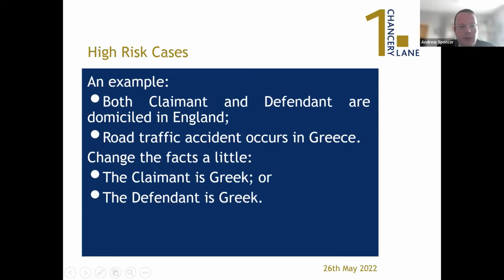So let's say the claimant is Greek, and the defendant is here, and the accident was in Greece. So this is similar to the Khalifa case. What do people think?